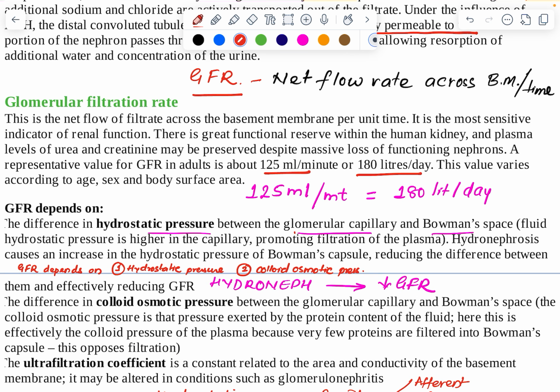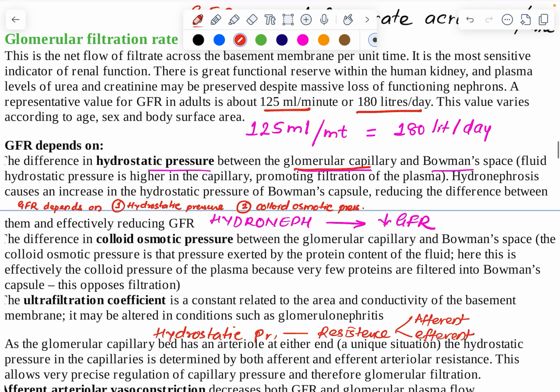So GFR depends upon the hydrostatic pressure in the glomerular capillaries. First is the glomerular capillary pressure and Bowman's space fluid hydrostatic pressure, which is higher in the capillary, promoting filtration. Hydronephrosis causes increased hydrostatic pressure in Bowman's space, reducing the difference between the two. So one is hydrostatic pressure and the second is colloid osmotic pressure. They oppose each other. So hydronephrosis decreases GFR.